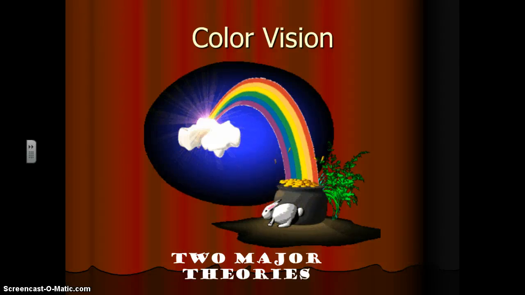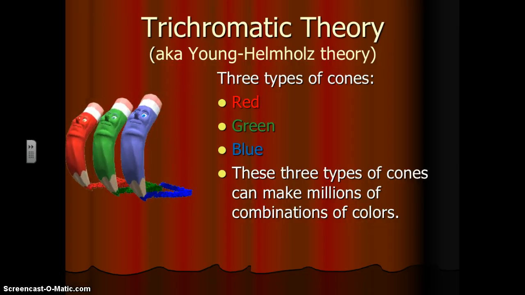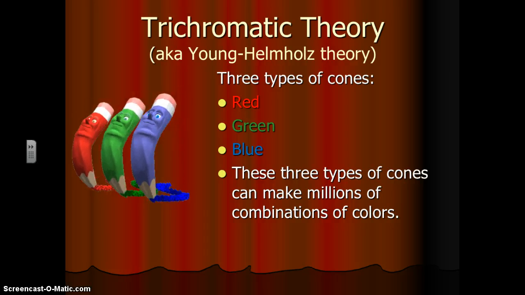In this screencast, we're going to take a look at a couple different theories related to color vision in terms of being able to see colors. Where do we get that ability? How does color vision actually work? The first theory that we're going to look at is the trichromatic theory.